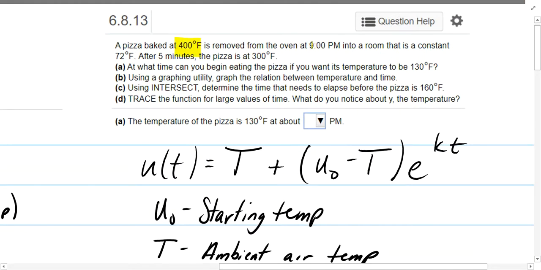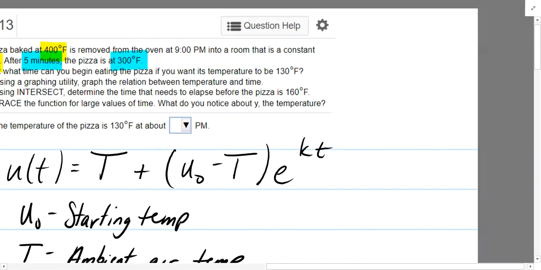It's taken out of the oven at 9 o'clock p.m. That's going to be helpful to answer this question down here, but otherwise it's irrelevant. The room temperature is a constant 72 degrees, and we know that there's a data point that's been collected. After 5 minutes, the pizza is already cooled to 300 degrees.